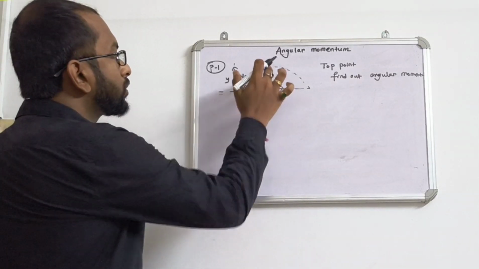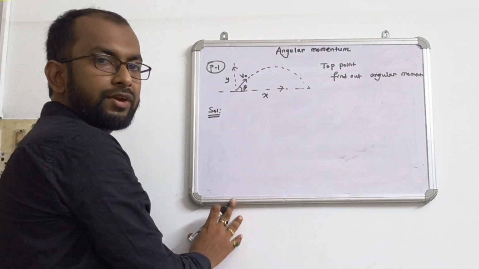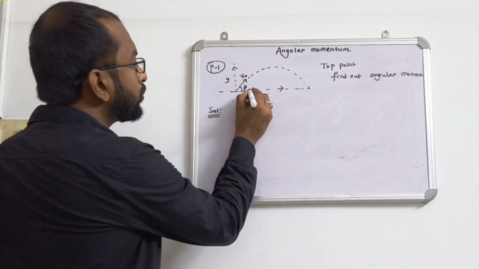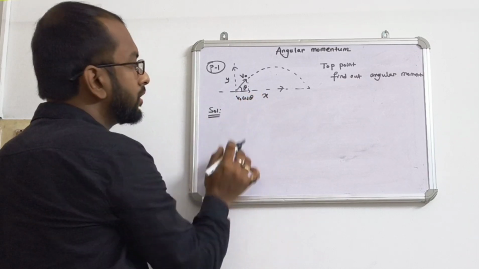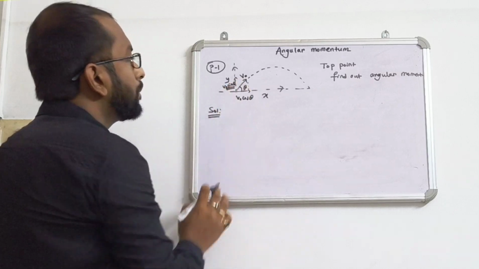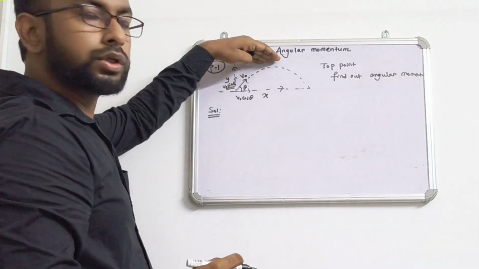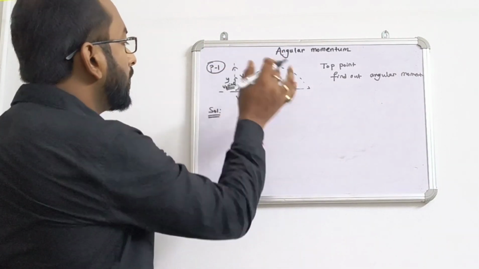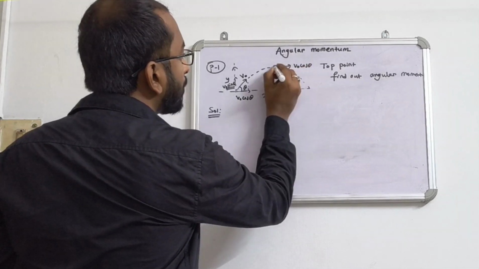See, at the top point, it is only having one component of velocity. See, v naught we can resolve in two components. One is v naught cos theta, which is in the horizontal direction, and v naught sin theta, which is in the vertical direction. The vertical component is slowly reducing towards the top point. At the top point, the y direction velocity is going to be 0. There will be only v naught cos theta velocity at the top point.